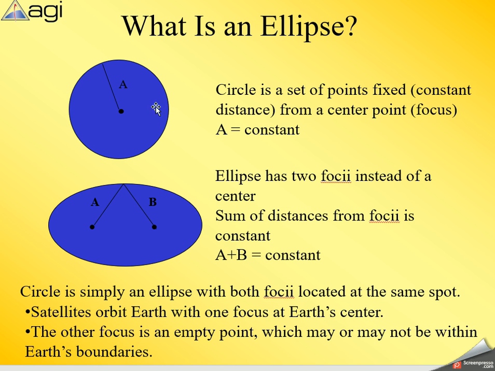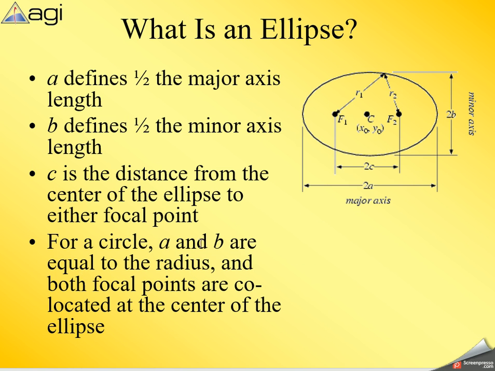So what is an ellipse? The circle we've studied before is everything equidistant from one point. The ellipse has two foci instead of just a center, and the sum of the distances to A and B is consistent, like a constant for us. So a circle would be where both foci are the same. You could have the Earth at one focus, but there are two different focus points to work through. So let's dig into the equation.